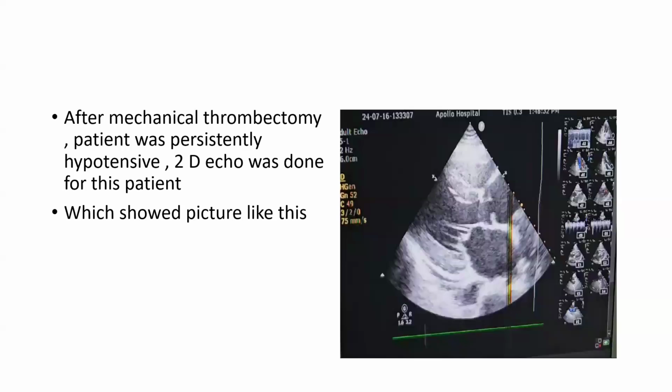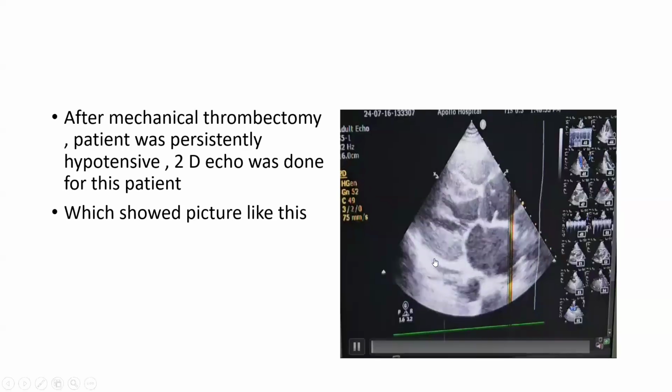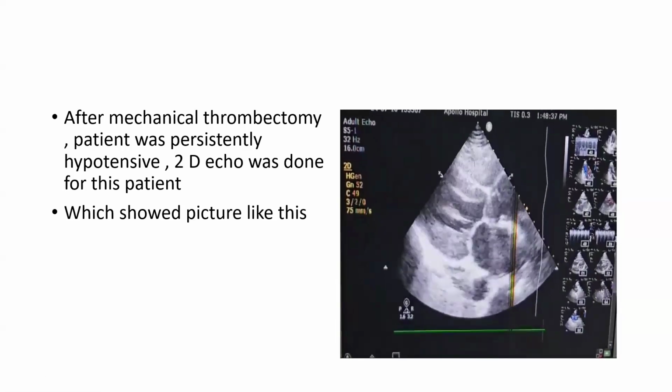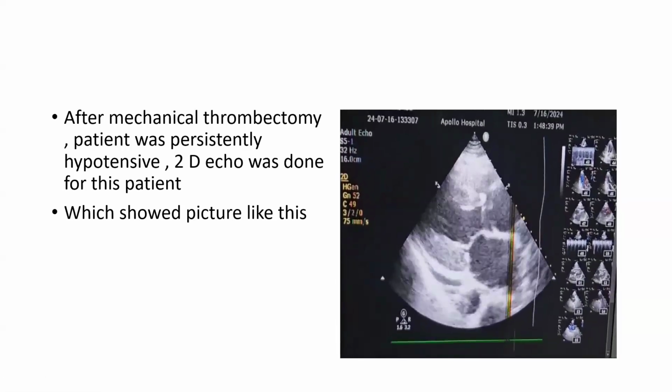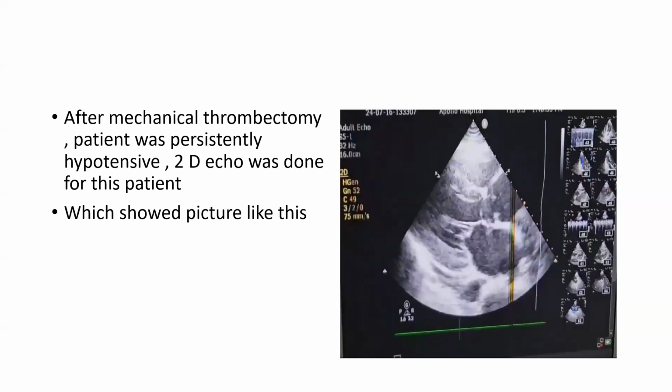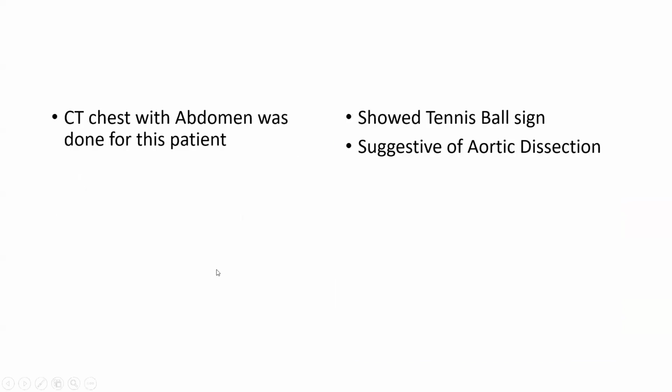After mechanical thrombectomy, the patient was persistently hypotensive. 2D echo was done for this patient, which was suggestive of aortic dissection. And the 2D echo picture was like this. We can see the flap in the aorta. So there was only suspicion of the aortic dissection.